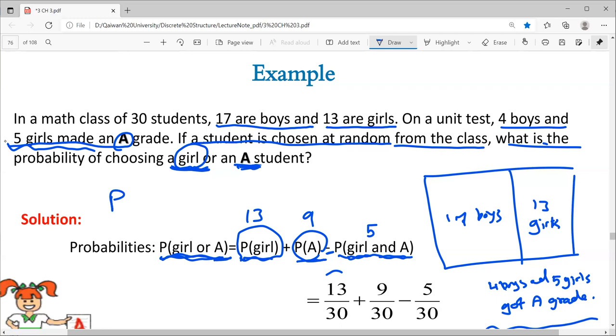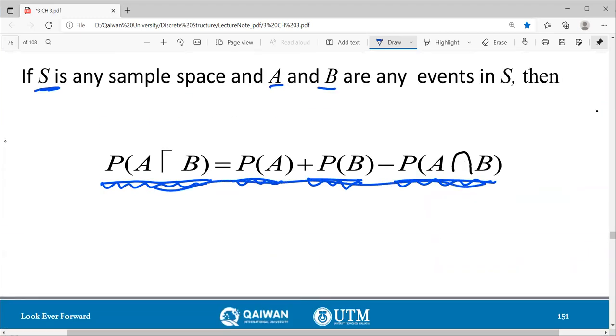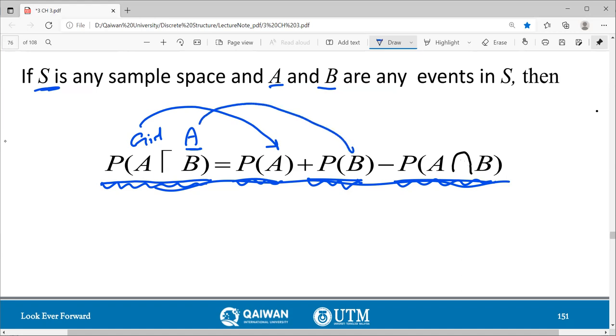So you have probability of girl or A equals. We just apply the above rule. This is girl. This is A. I mean those students who got grade A. That's probability of girl plus probability of A minus probability of girl and A. That means the intersection between those students who got A grade and the girls.